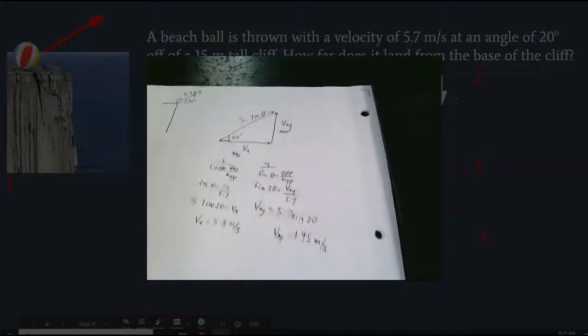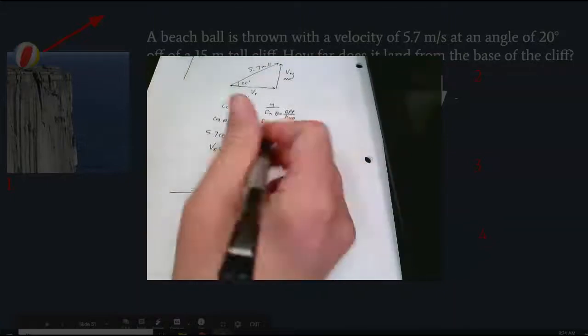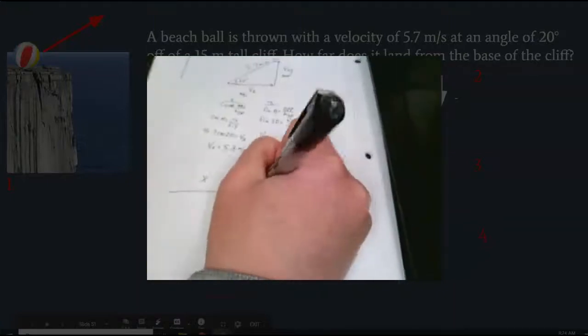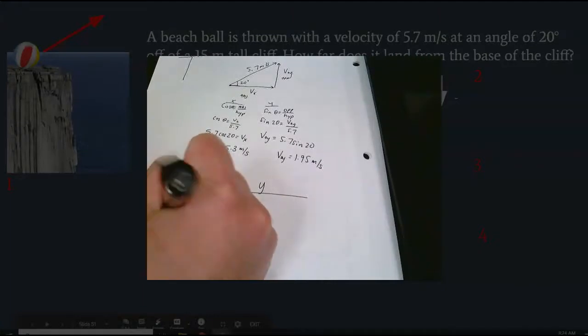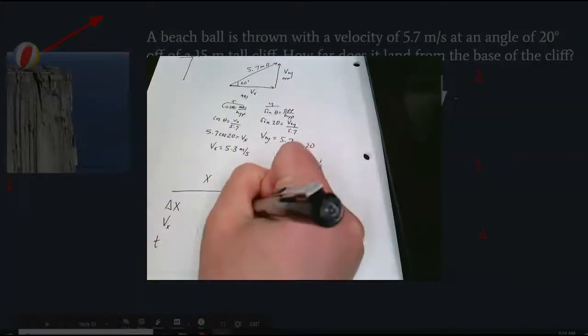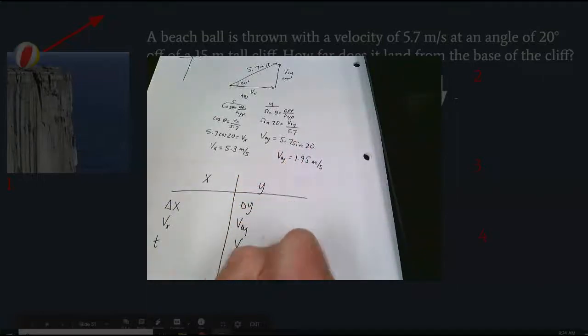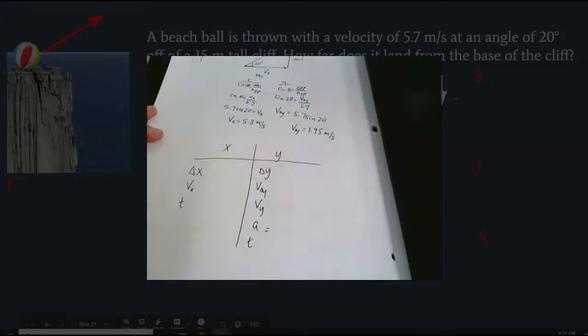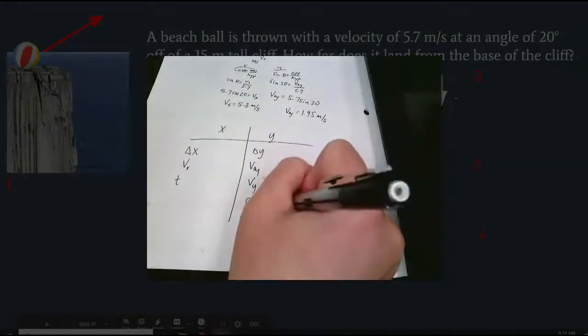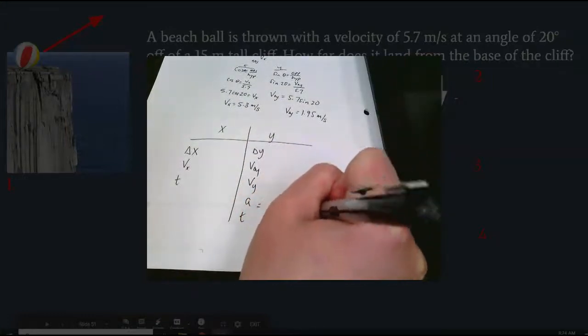Okay, so this is great because now I have two values to put in my table. I'm going to separate it into x and y, and I'm going to list out the variables that I have to keep track of. A and t. I know right away we're talking about an acceleration due to gravity, and so I can plug that in: 9.8 meters per second squared.